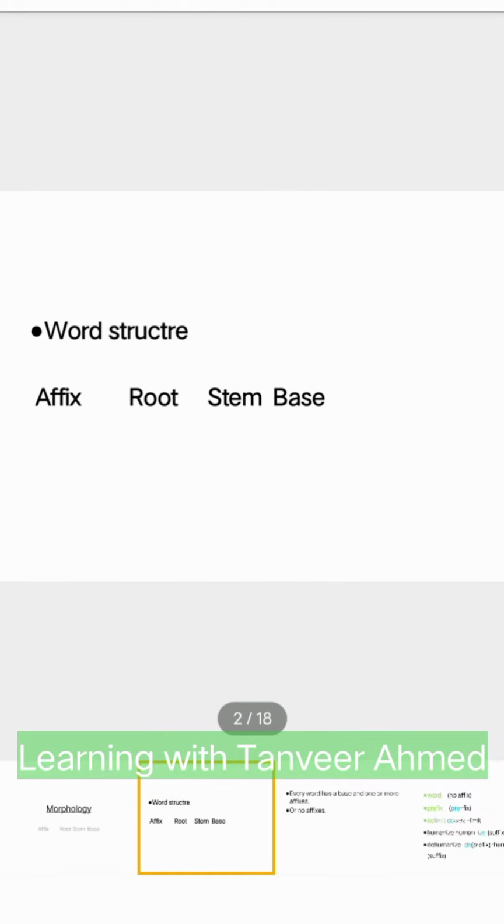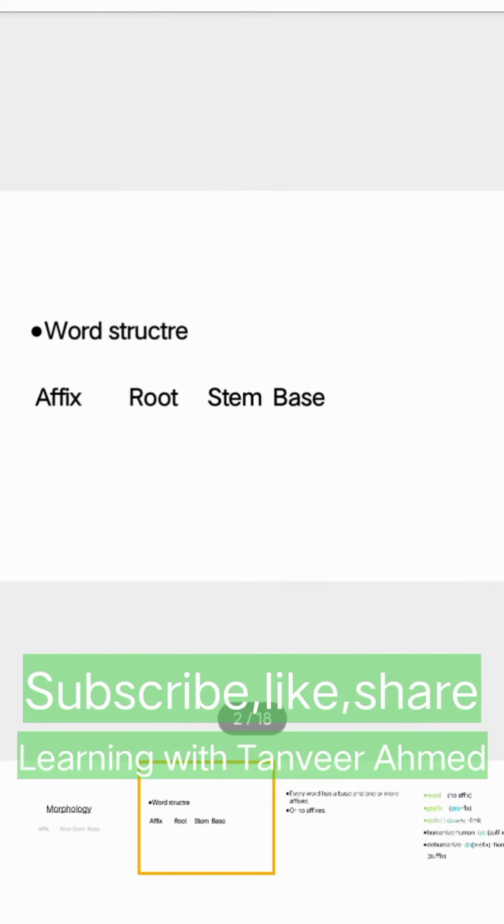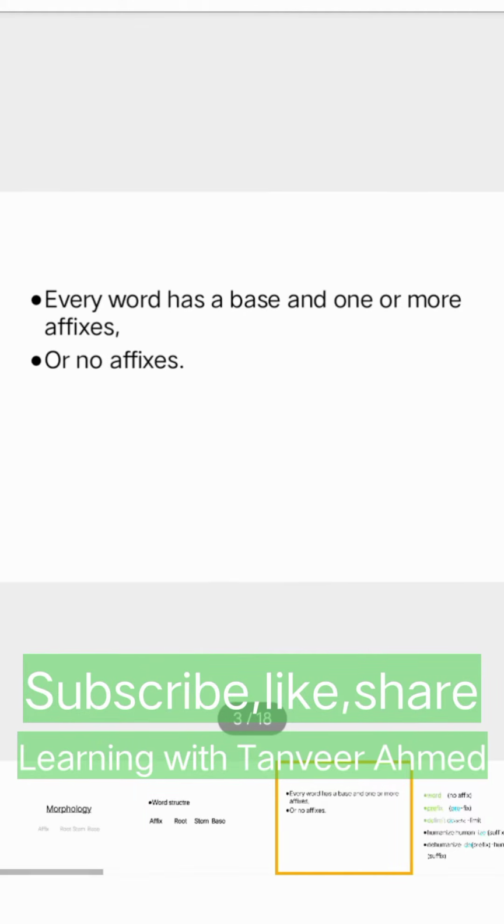Word structure. It depends upon affix, root, stem, base. Every word has a base and one or more affixes or no affixes. It means there are two types of morphemes, bound morphemes and free morphemes. When we talk about no affixes, it means free morphemes that are words in their own selves.